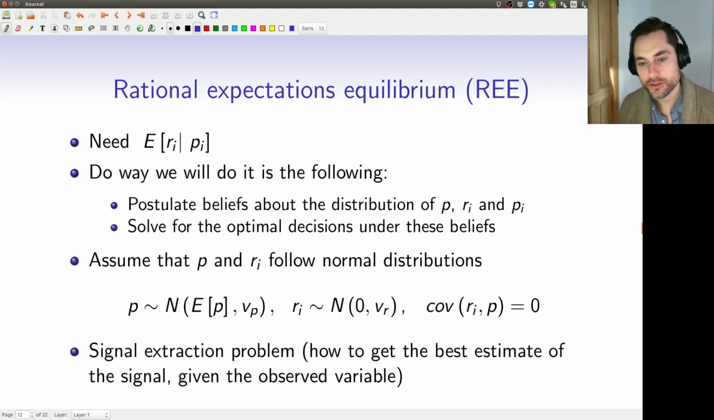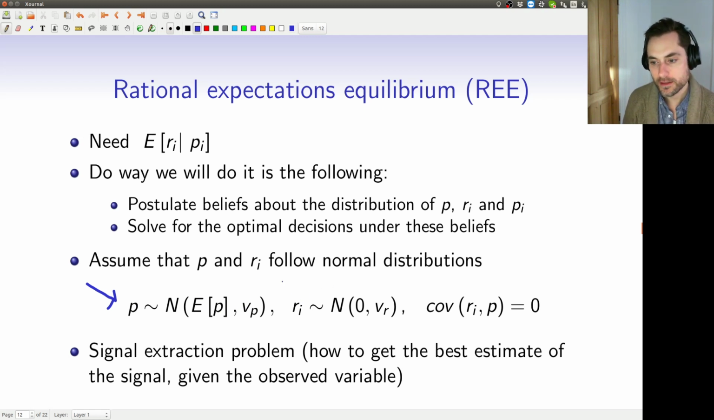Okay, so how are we going to do it? Well, let's assume that the firms know something. The general problem would be very difficult to solve. We're going to make our lives easier by assuming that firms know something about the distribution of these various variables. So the beliefs that they're going to have are that the price level, the average price level, is going to be normally distributed, and it's going to have an expectation, which they'll know, and then a variance.